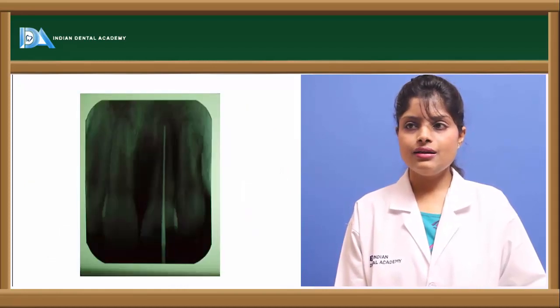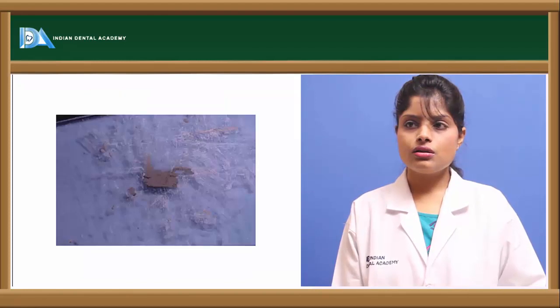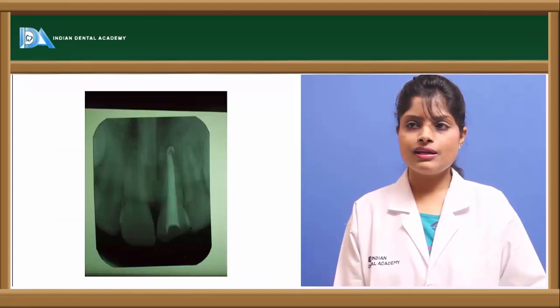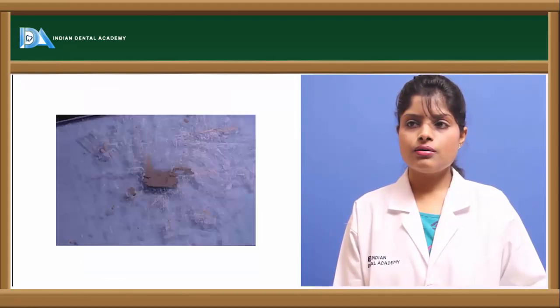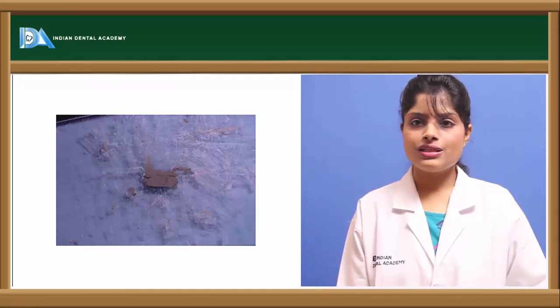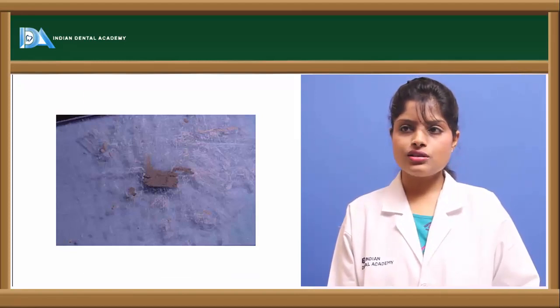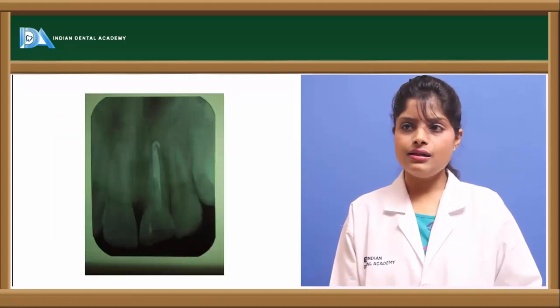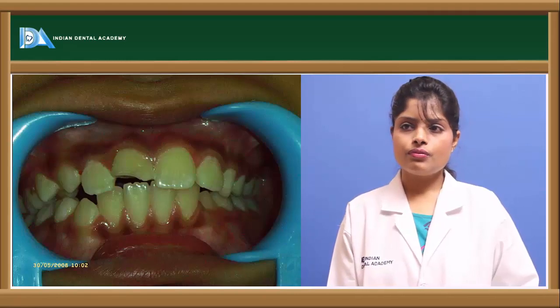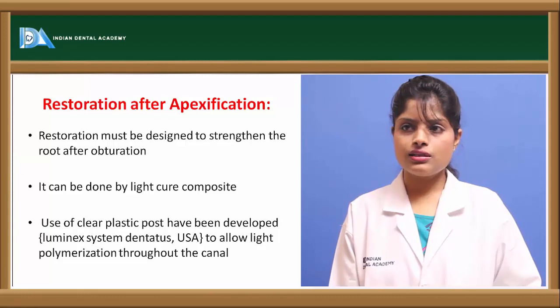Here we can see a case which is done for apexification. These are the various pictures. The material, that is mineral trioxide aggregate, is mixed with saline and obtained in such a mass, which is obturated into the canal at the apical seal. And the final restoration of the tooth is done.